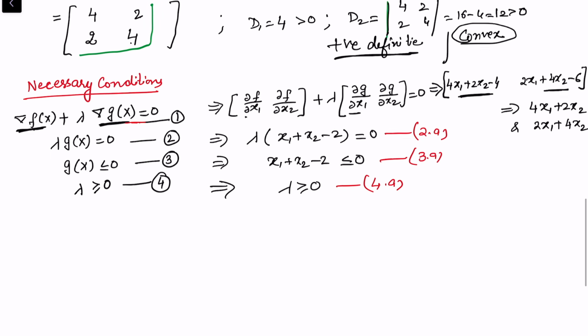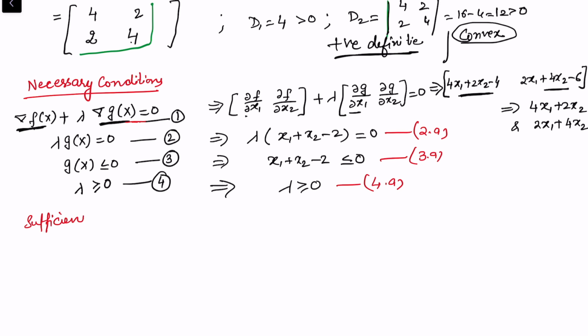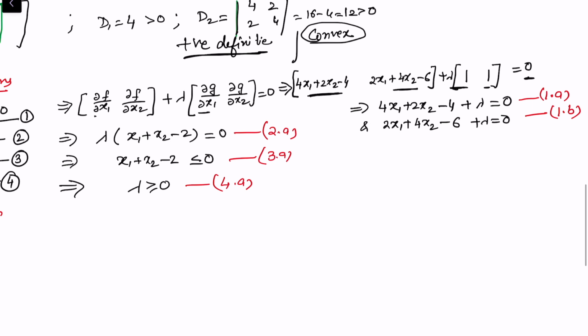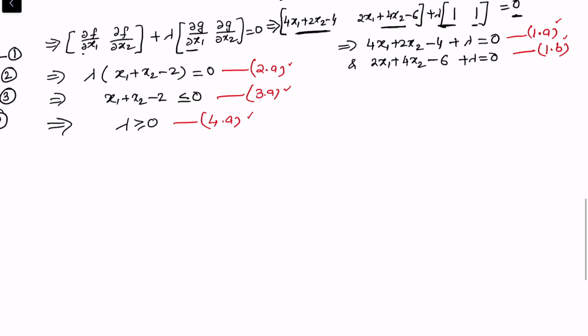Now we want to solve these. Sufficient conditions are already there. We have already verified the sufficient condition that f(x) and g(x) are convex. So any solution that we find from the necessary condition by solving 1.A, 1.B, 2.A, 3.A and 4.A, we should be able to get a point which will become a point of global minima. Now to solve these, we need to first start looking at 2.A.